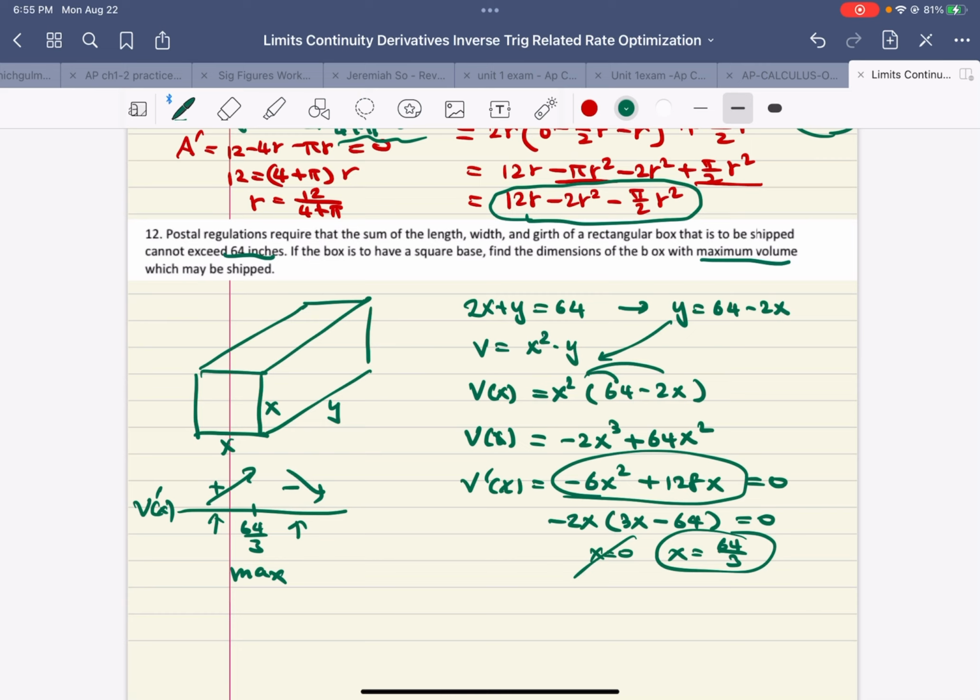Now, so what is the final dimension? So we got x equals 64 over 3 inches. Now, what is the y value? y you can substitute here. So 64 minus 2 times 64 over 3. Then common denominators. So 64 times 3, so you get 192 over 3 minus 128 over 3. So 192 minus 128, 64 over 3 inches. Okay. So they are the same, 64 over 3, 64 over 3. Those are the dimensions to have a maximum volume. Okay.